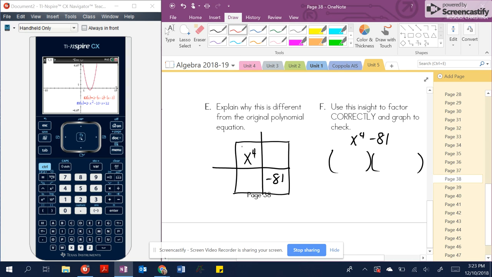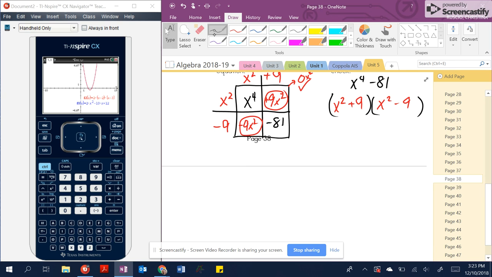Okay, so what times what is going to give me x to the 4th? I think x squared and x squared, and then what two numbers multiply to 81? 9 and 9. We want one of them to be positive and the other one to be negative. We want this so that these two terms here in these boxes combine to be nada. So x squared plus 9, x squared minus 9. Factor completely, which might mean I think I have to factor these again.